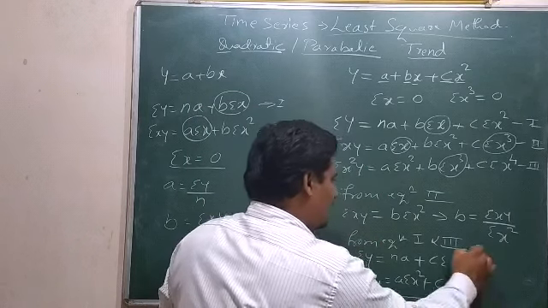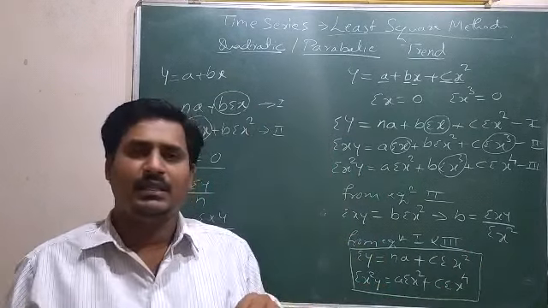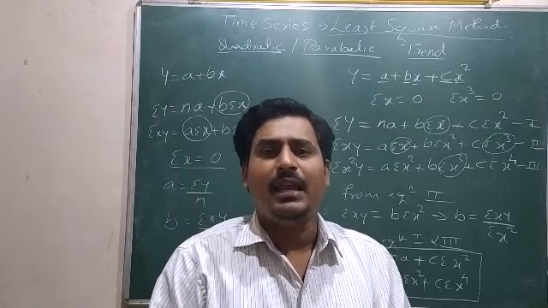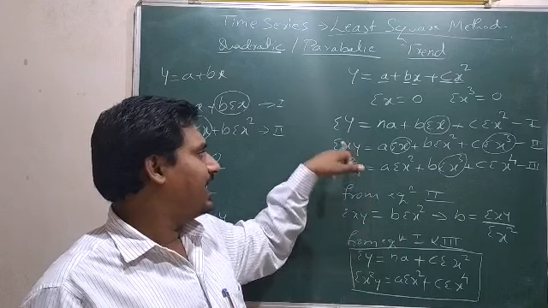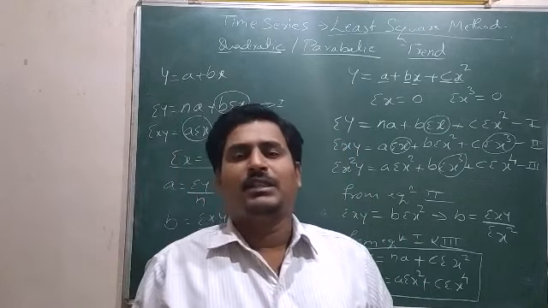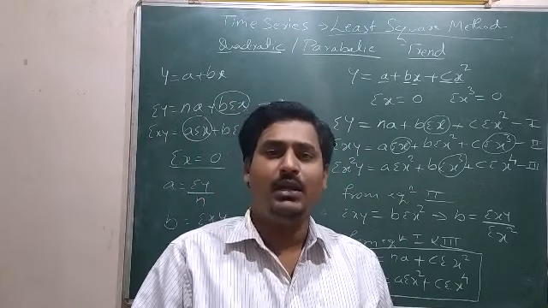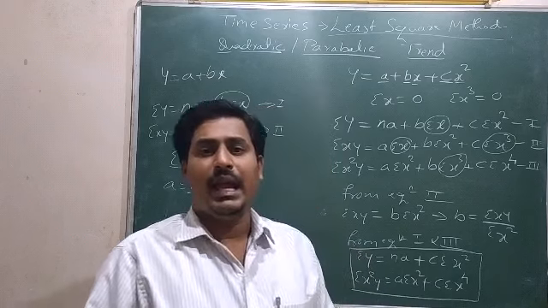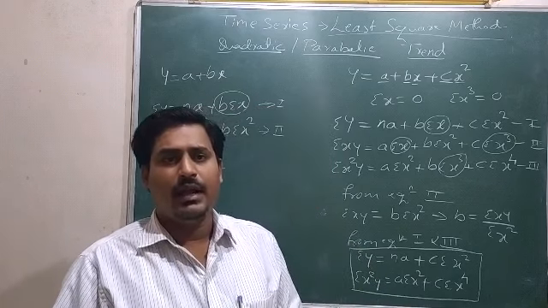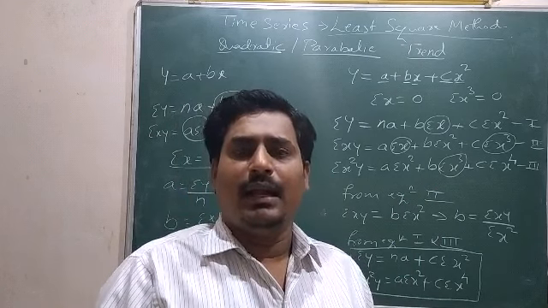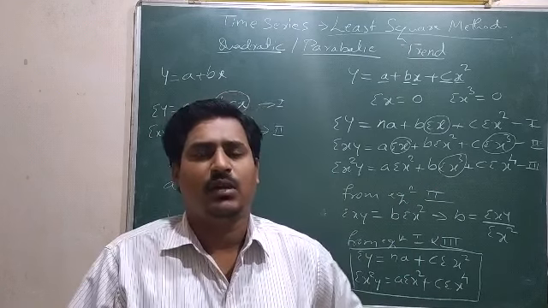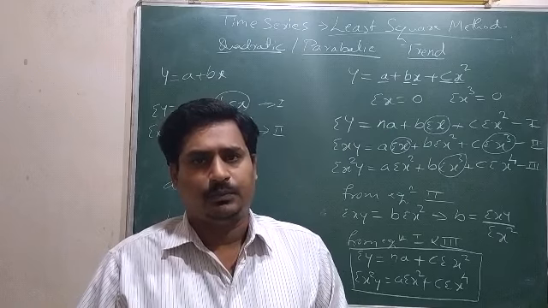By solving these two equations simultaneously, we get the a and c values. The b value we get directly from equation 2, and by solving equations 1 and 3 we get the a and c values. Okay, let us identify the a, b, c values by solving a problem now.